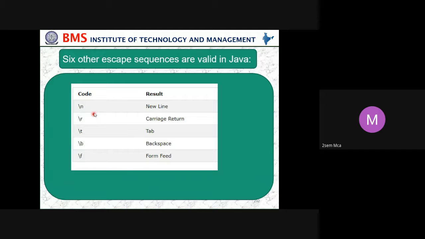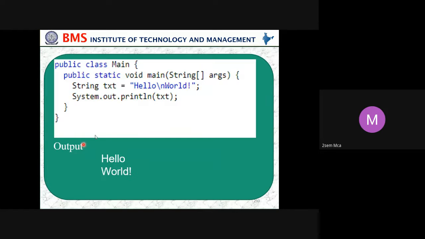I'll just show one example, and the rest of the things you can try. I'll show it for a new line. In that, you can replace it with the rest of the four and execute and try. So here you can see, between hello and world, I don't want to combine them. I want hello in one line and world in another line. So in between I can use a backslash n, then print. That's the output: hello in one line, world in another line.